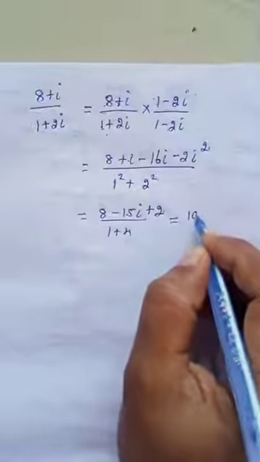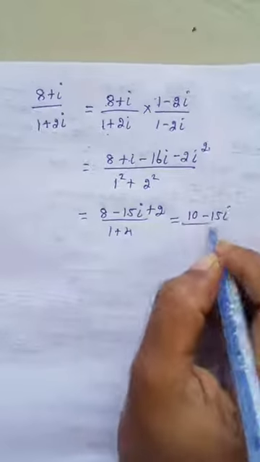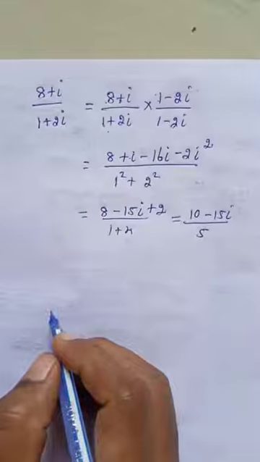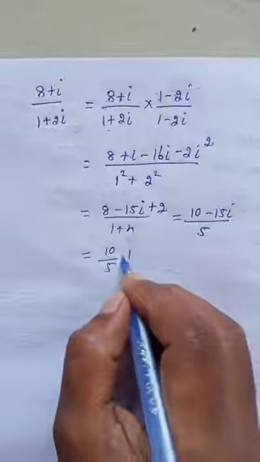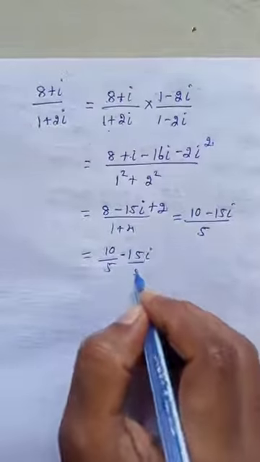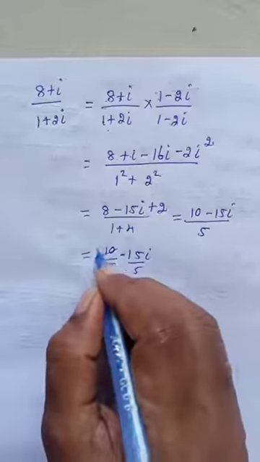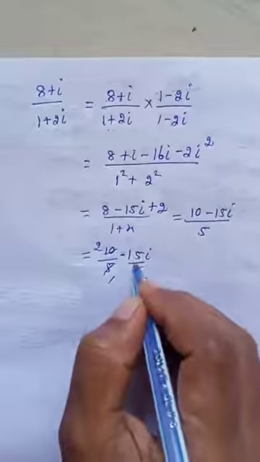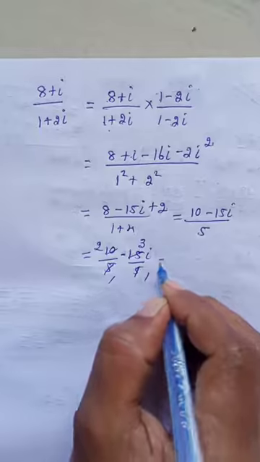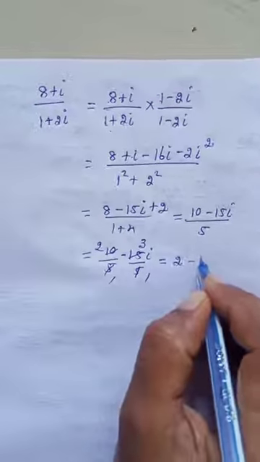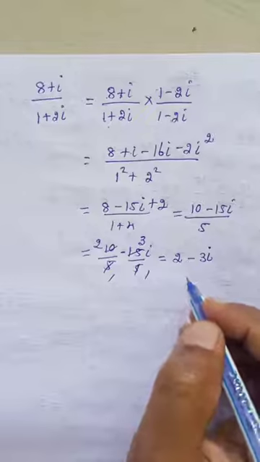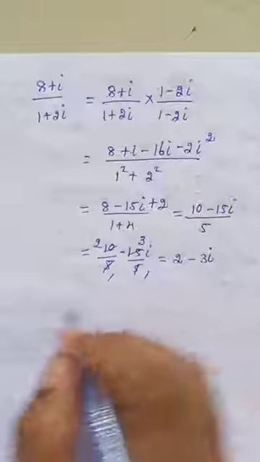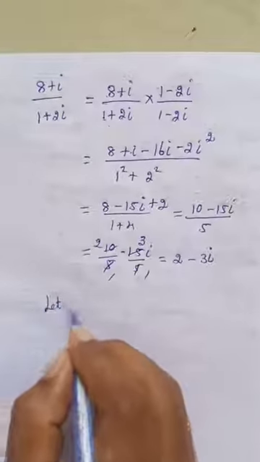So we get (10 - 15i) divided by 1 + 4, which is 5. Now 10/5 minus 15i/5. When we divide, 1 five is 5, 2 fives are 10, 1 five is 5, 3 fives are 15. So 2 - 3i. So there we got 2 + 3i, and here we have got 2 - 3i. Now I am taking the question.